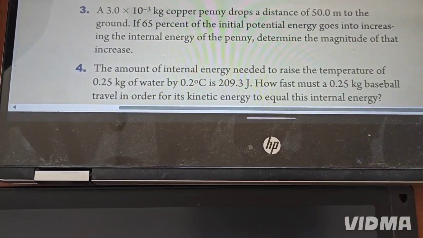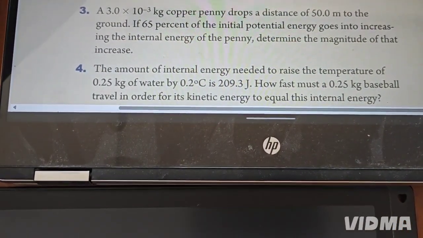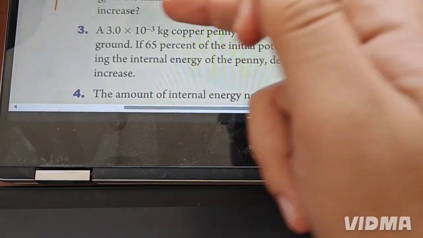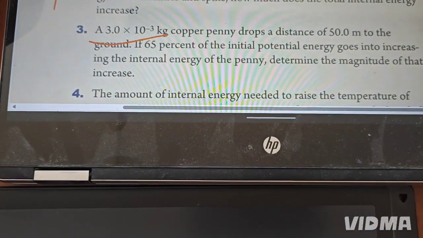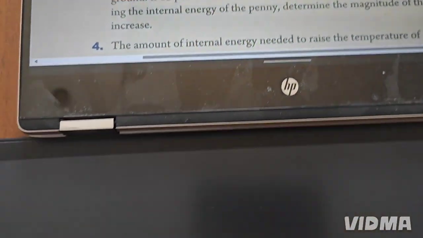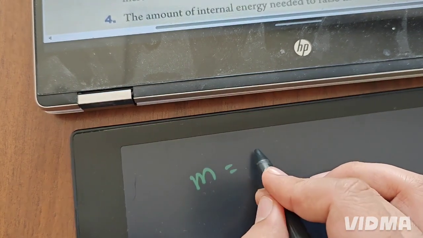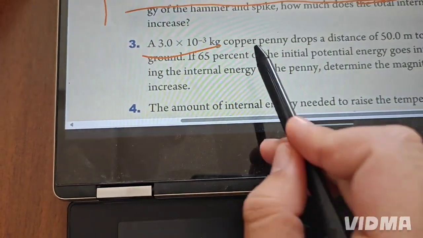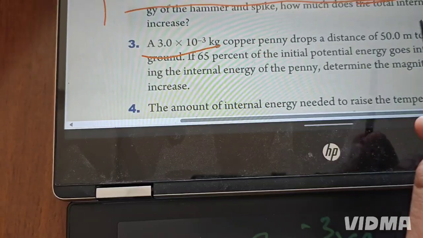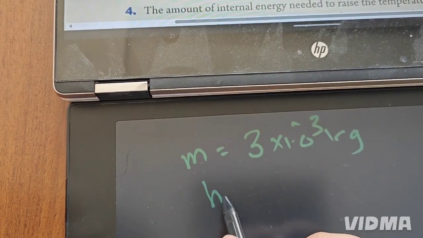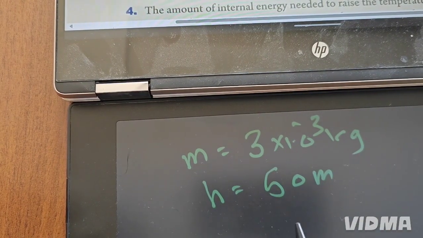Okay, question 3. We have another question. A 3 times 10 power negative 3 kilogram copper penny drops a distance. When you have money, we throw the money up and it takes a distance. So first we have the mass of the penny, which is equal to 3 times 10 power negative 3 kilogram. Then the penny drops a distance of 50 meter. Distance means h, height. So h is equal to 50 meter, the height to the ground.